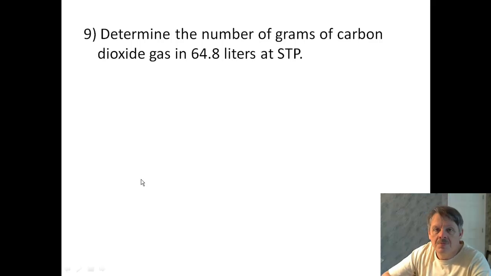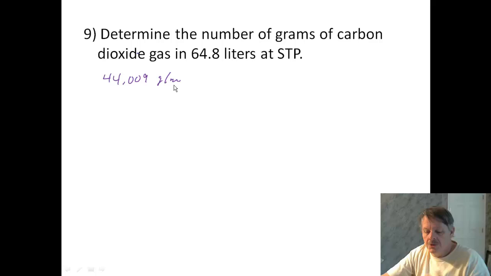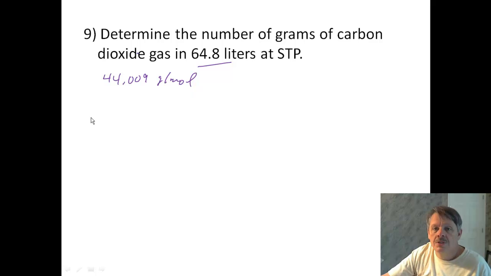All right, look at number 9. Well, we just did carbon dioxide. I know that carbon dioxide weighs 44.009 grams per mole. Go back to number 7 if you want to check that out. I think it was number 7. And we're starting with 64.8 liters. So we start with 64.8 liters.